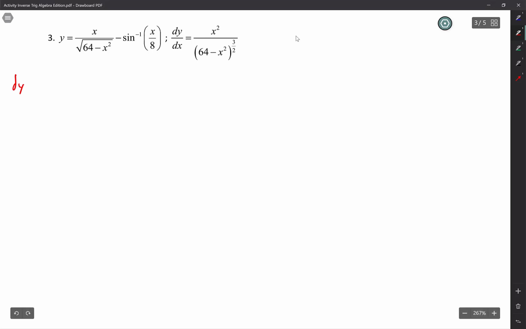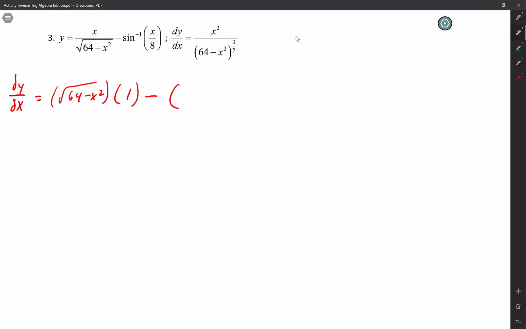So here we go. dy/dx, and you have to start off with the quotient rule for this guy right here. So it's bottom times derivative of the top, so bottom, square root of 64 minus x squared, times derivative of the top, 1, minus top times derivative of the bottom. So here we go. I'm going to go slow. That's the square root of 64 minus x squared. Bring the half to the front. Leave the inside alone. Raise it to the power negative half. I'm not done yet. Times the derivative of the inside.